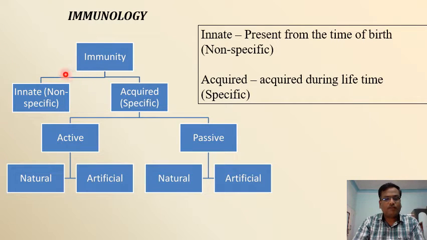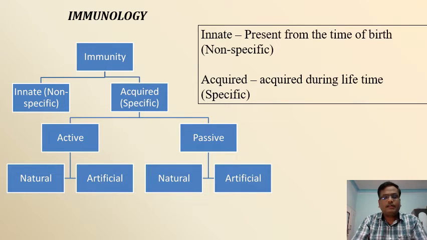And actually, we have two kinds of immunity. One is innate immunity, which is also called non-specific immunity, and then we have acquired immunity or specific type of immunity. Now, what is the difference between innate and acquired? Innate immunity is the one which we have from the time of birth. So it is already there, and it is non-specific, meaning this type of protection is not aimed against any specific pathogen. Whereas acquired immunity is the one which is developed in the body during the lifetime.